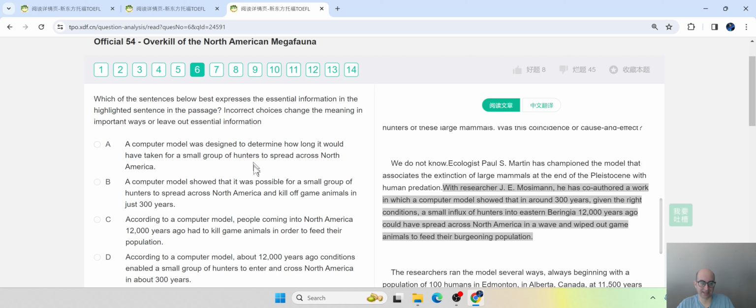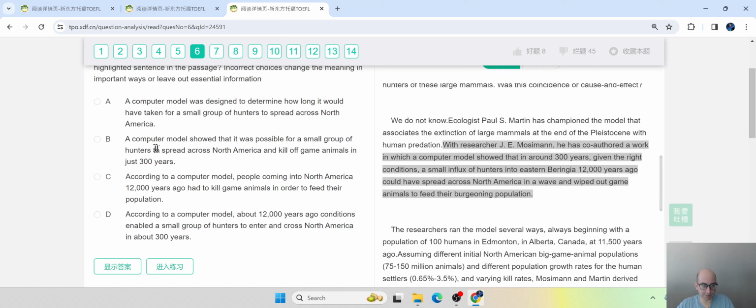So that's not the case. They didn't kill off the game animals here. They didn't mention that here, okay? But they did mention that here. So A is wrong. It's focusing on the wrong point and it's missing essential information. B: a computer model showed that it was possible for a small group of hunters, okay, so far so good, to spread across North America, okay, and kill off game animals in just 300 years. All right, so seems fine so far. It seems all right. I don't see any issues off the bat.